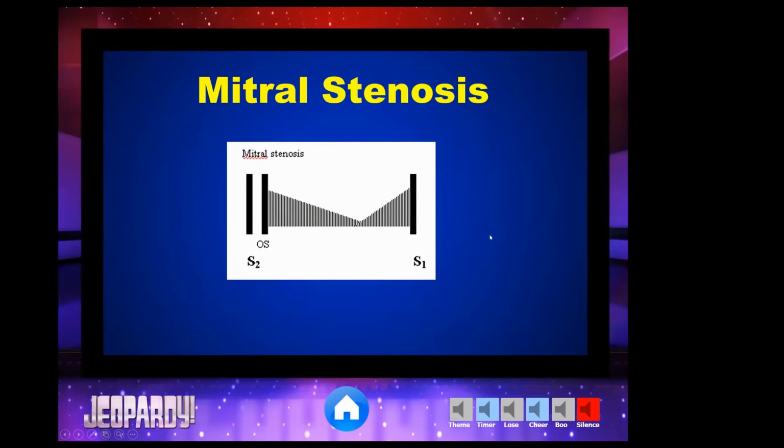And then between S1 and S2 is the systole. This is the diastole. This is when the mitral leaflet has opened up. So this is the opening snap. And this is when there is turbulent flow across the stenotic valve.